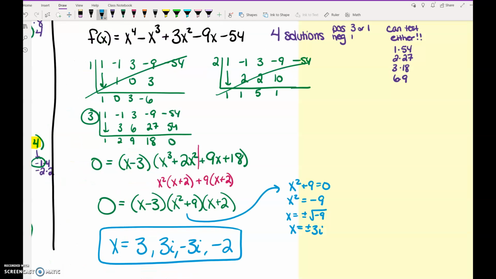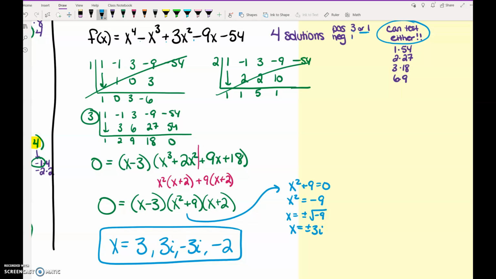4 solutions. There are 1, 2, 3 sign changes, and Descartes' rule of signs does apply here as well. So there's 3 positive or 1 positive solution. 3 plus 1 is 4, so there's the chance for 1 negative. Because neither of these are 0, you can test either. You can choose if you want to test positives or negatives.